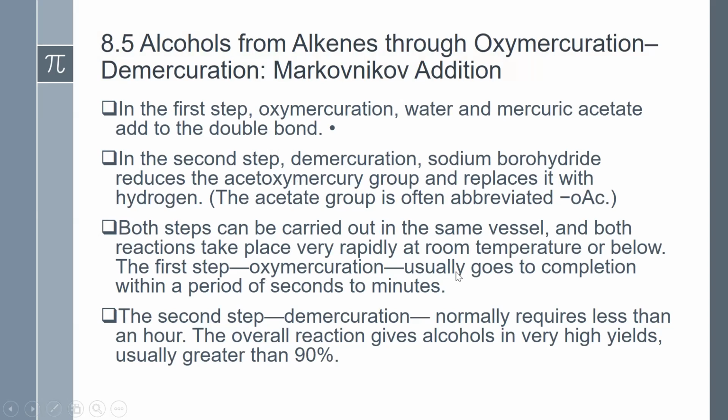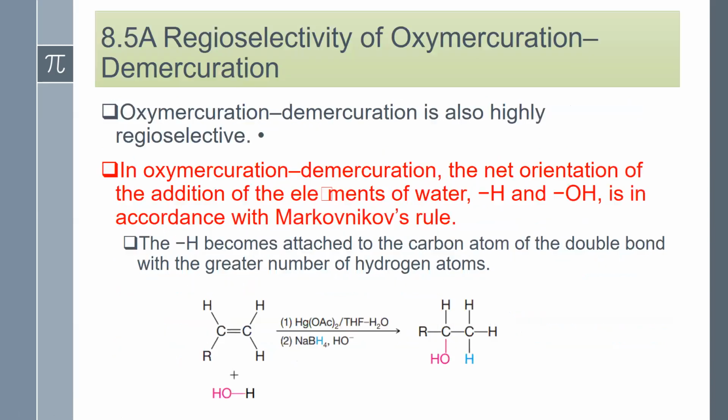The reaction takes place very rapidly at room temperature or below. And the first step usually goes to completion in a period of only seconds to minutes. And the second step, the demercuration, requires less than an hour. It's just a one-pot synthesis actually. And usually the yield of our alcohol here is 90%.